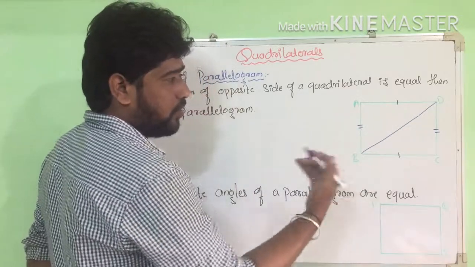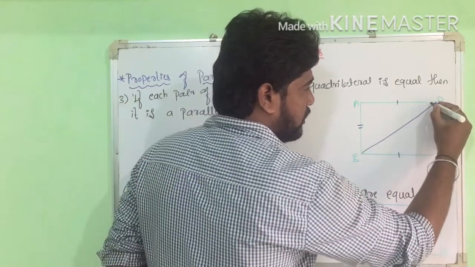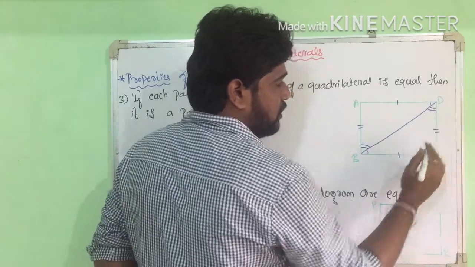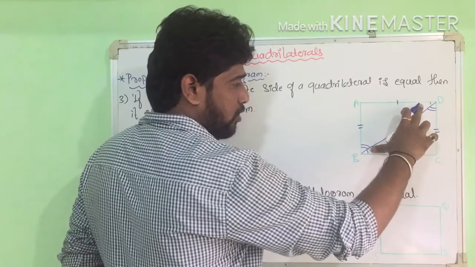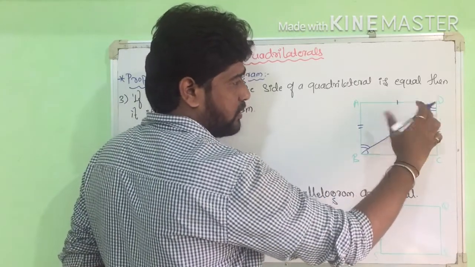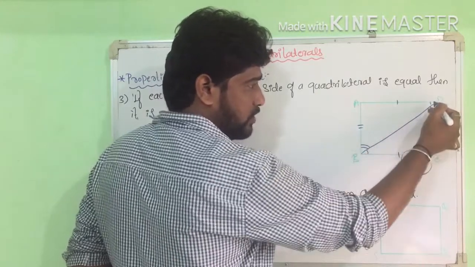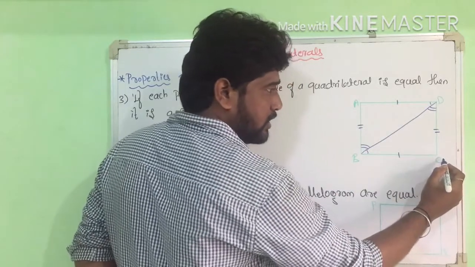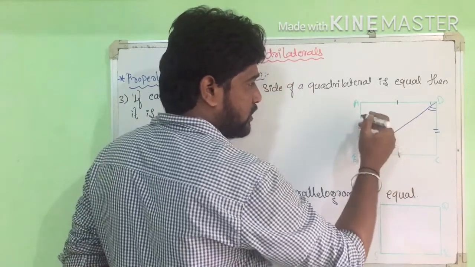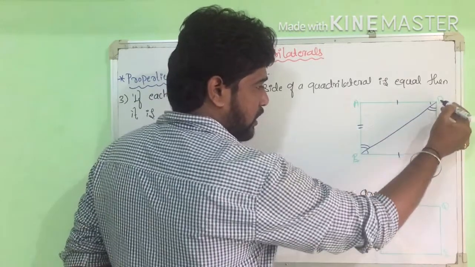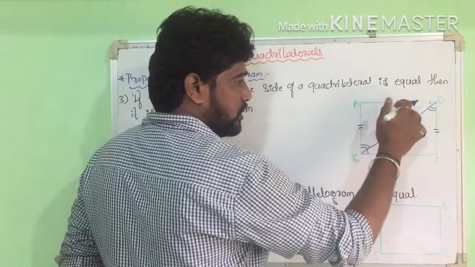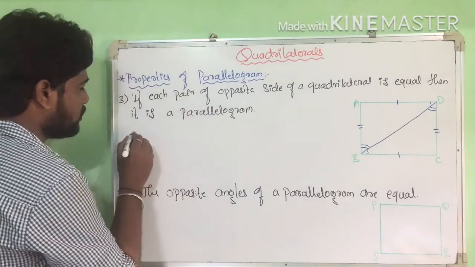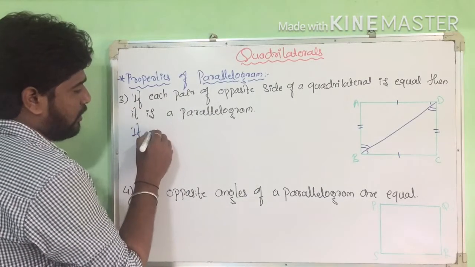So these two triangles are congruent to each other, which means their corresponding parts are equal. So here these two angles are equal, and here these two angles are equal, right? The alternate angles are equal. It means BD is the transversal, so AD is parallel to BC. Similarly here also these two are equal, meaning BD is the transversal and AB is parallel to DC, right? So opposite sides are parallel and equal. It means ABCD is a parallelogram. Is it clear?